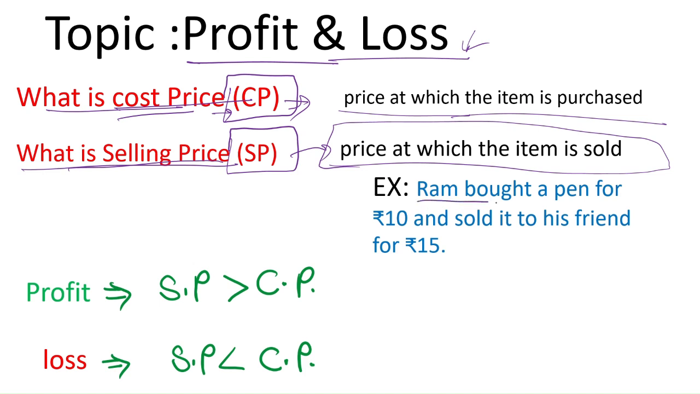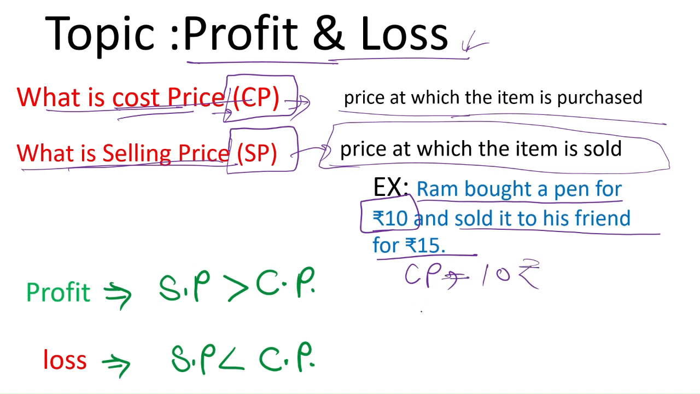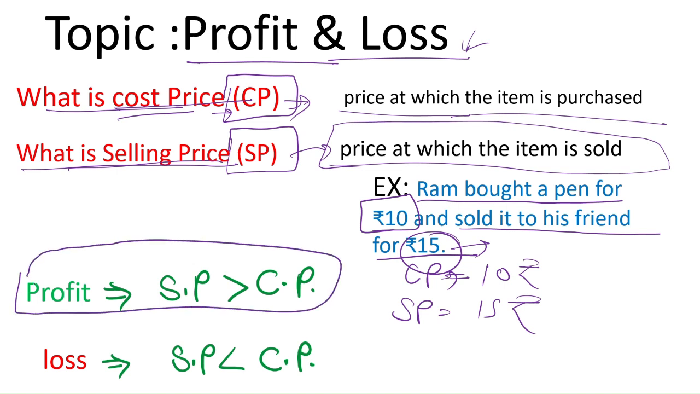So read this. Ram bought a pen for rupee 10 and sold it to his friend for rupee 15. Okay. Then what is CP? CP is the buying price at which Ram bought this pen, 10. Then CP is equal to 10 rupee. And what is SP? SP is equal to 15 rupee because Ram sold this pen at 15. Now we learn when profit will be there and when loss.